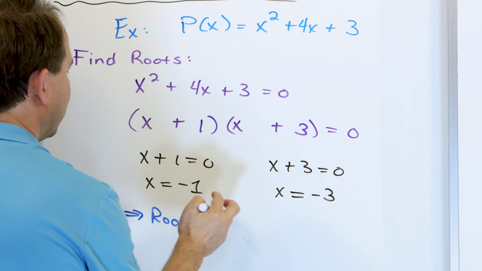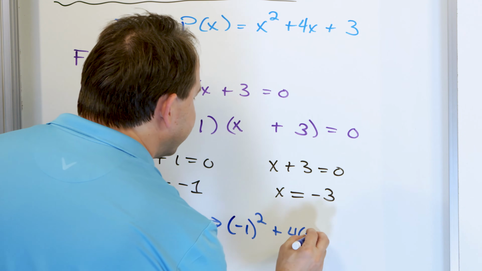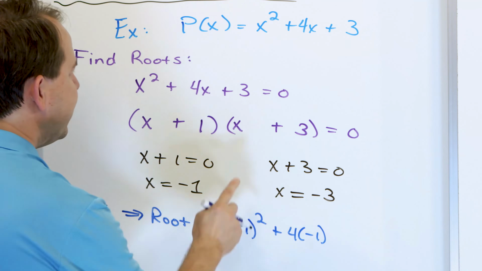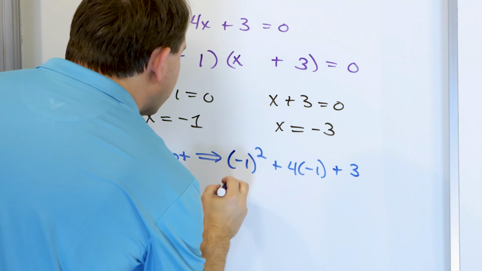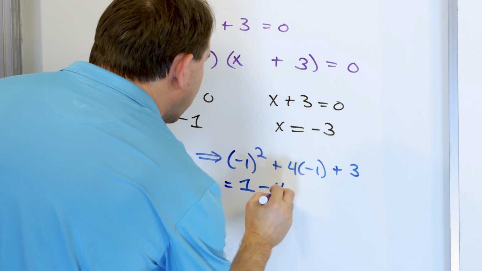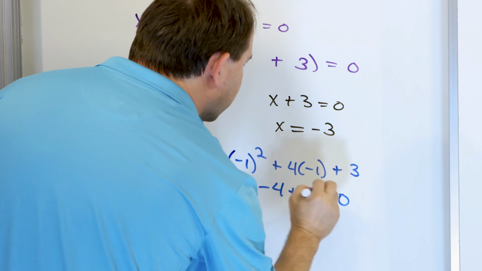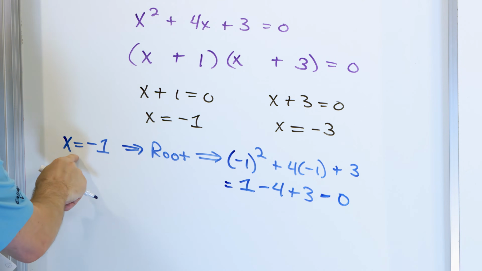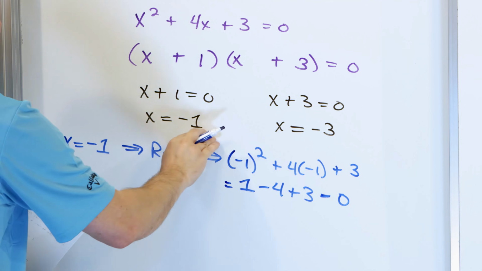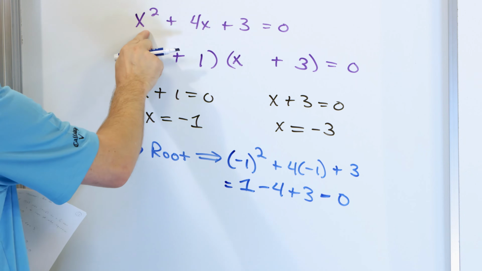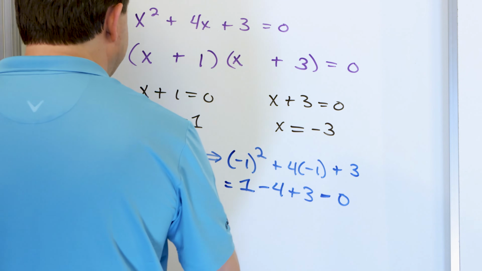So you put the minus 1 in here and you get minus 1 quantity squared plus 4 times minus 1, and then plus the 3, right? And so what you get right here is 1 minus 4 plus 3. You can see the 1 plus 3 is a 4, and then minus 4, you get a 0. So we know that x equal to negative 1 is a root. Yes, we did it by the way that we've learned in the past, but we also know that it's a root because when we put the number into the polynomial, it makes it equal 0. That's what the definition of a root is.